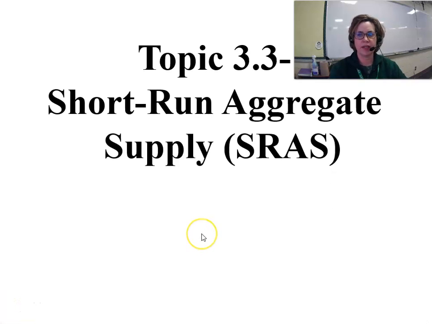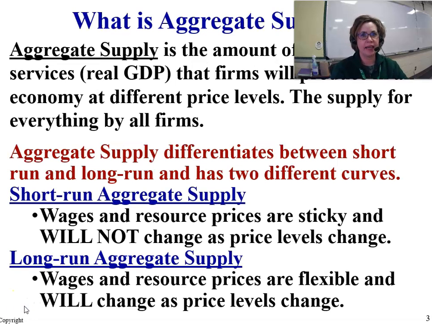In this video, I'm going to go over what we call the short-run aggregate supply curve. Aggregate supply is the amount of goods and services, real GDP, that firms will produce in an economy at different price levels. The supply for everything by all firms is what's included. So aggregate supply differentiates between the short run and the long run.